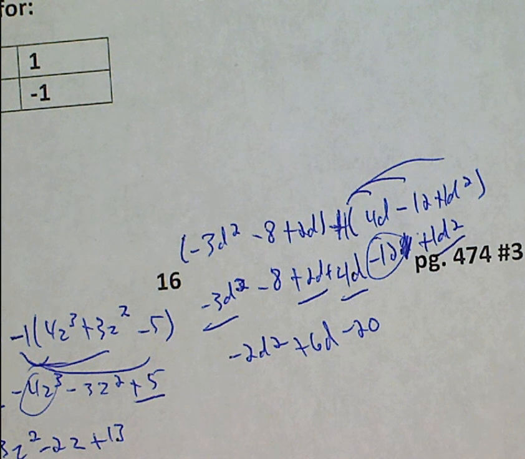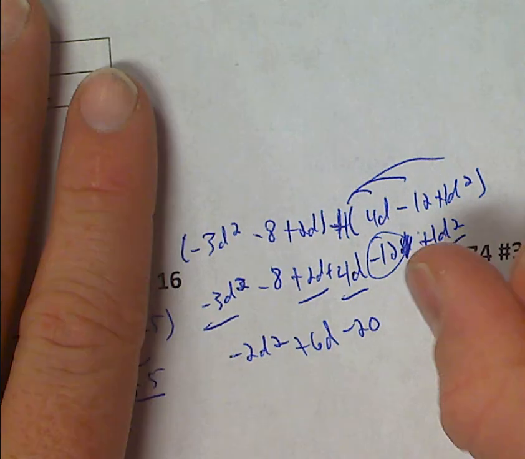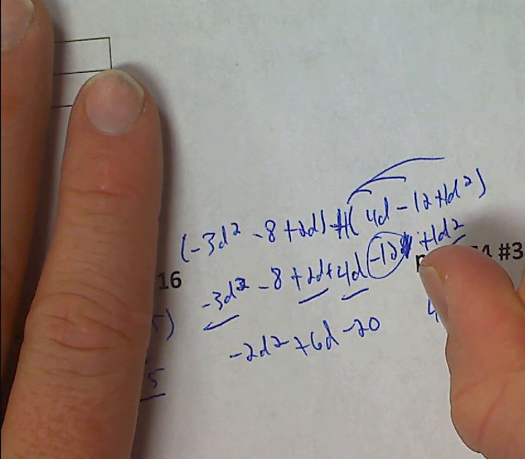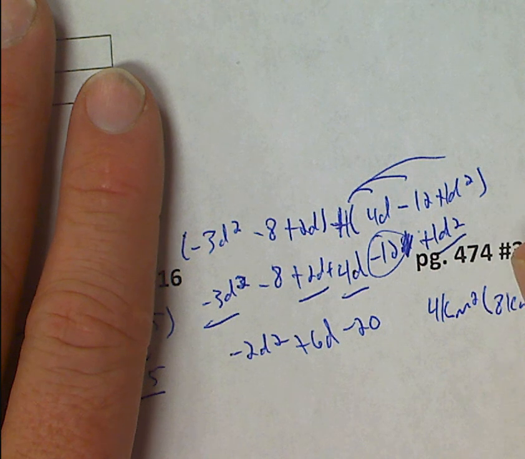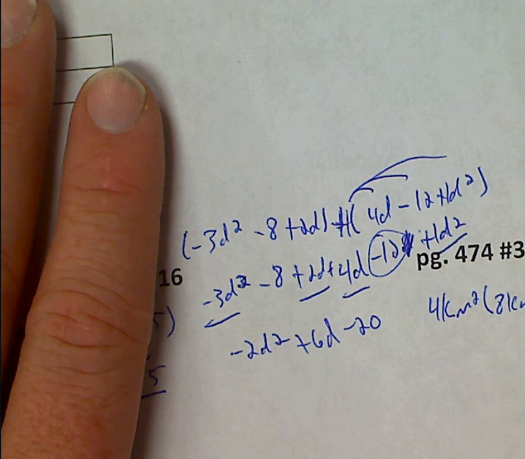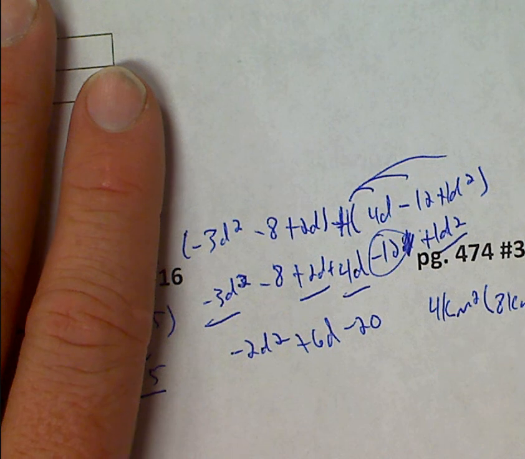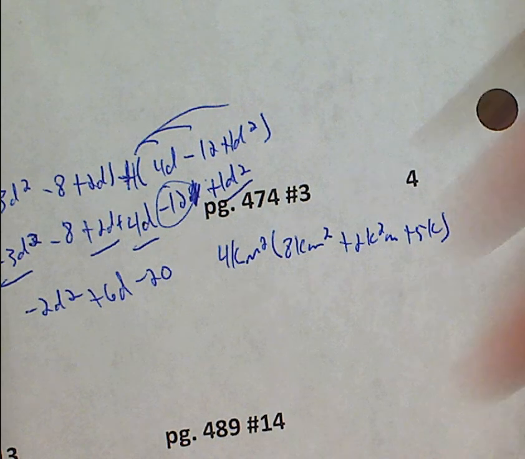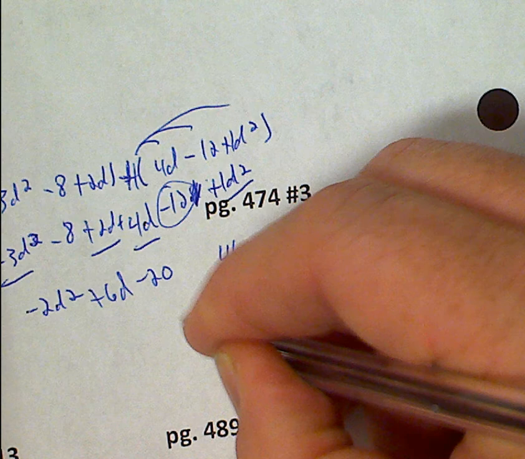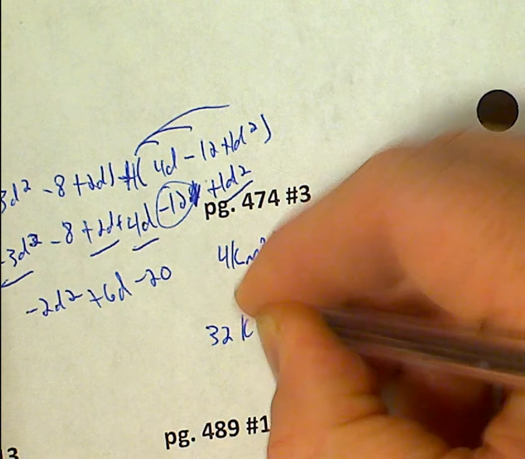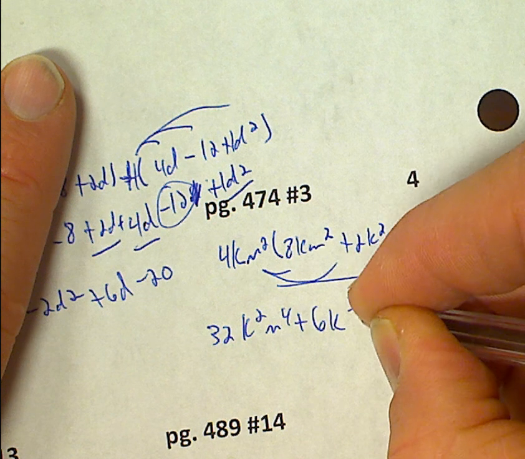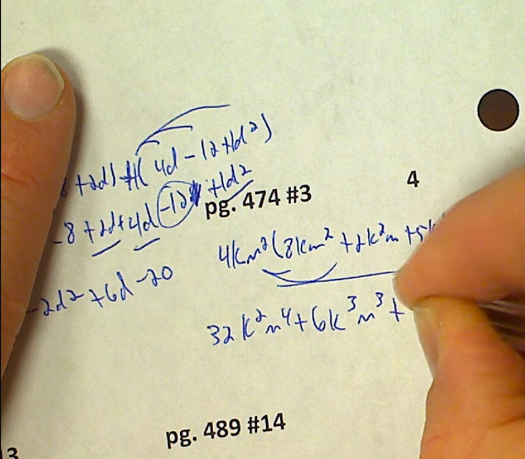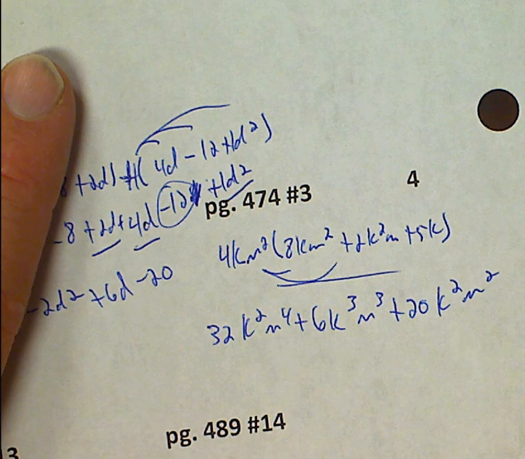Page 474, number 3. They give 4km squared, 8km squared, plus 2k squared m, plus 5k. I need to go ahead and distribute. So this would be 32 k squared m to the fourth plus 6k to the third m to the third plus 20k squared m squared. And we're done.